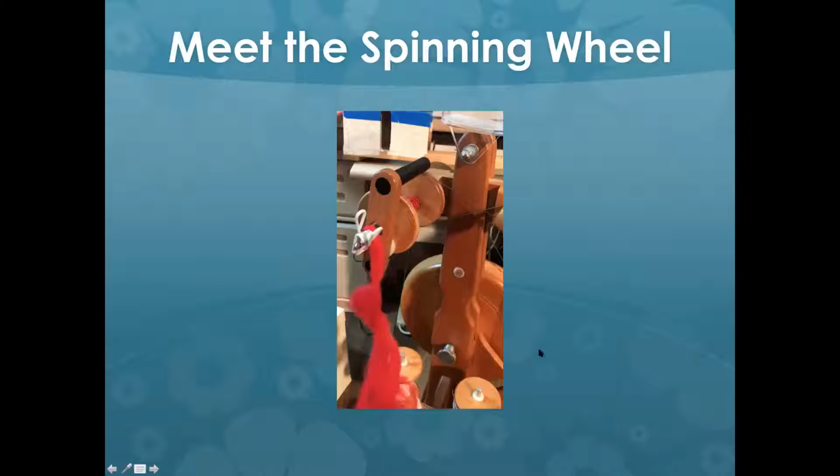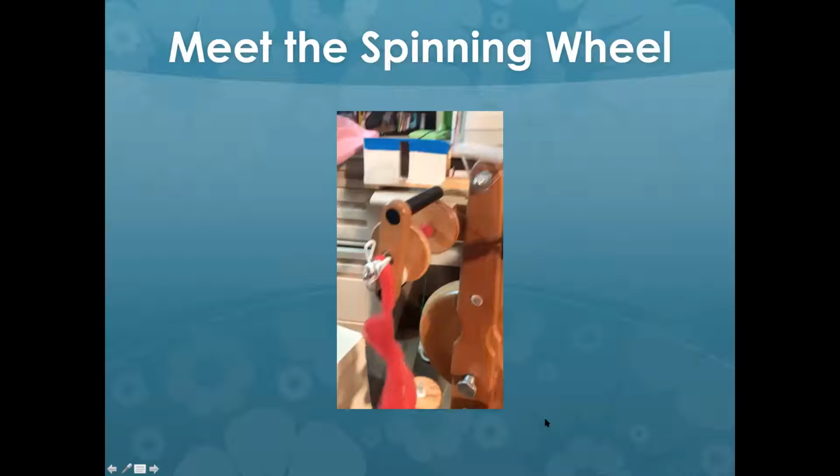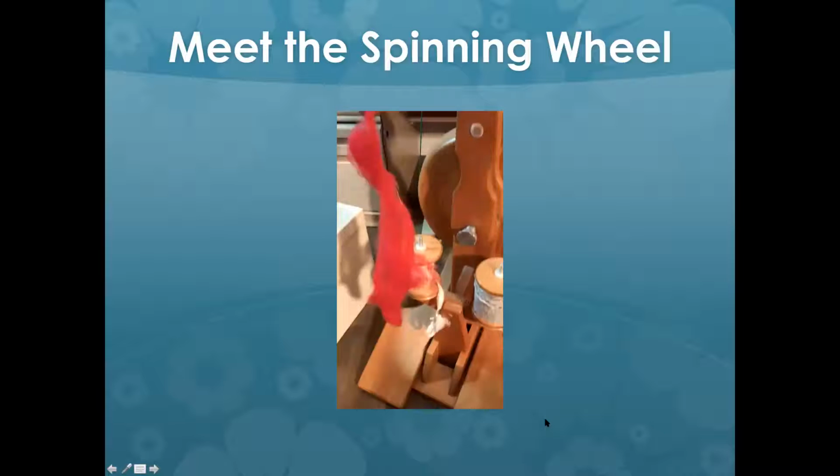Now, here's my spinning wheel. It's a Magic Craft spinning wheel. It was made in New Zealand. It's called a castle wheel. I liked it because it's small. You can see it doesn't take up a lot of room. I've already got some yarn on there. That's the treadles.